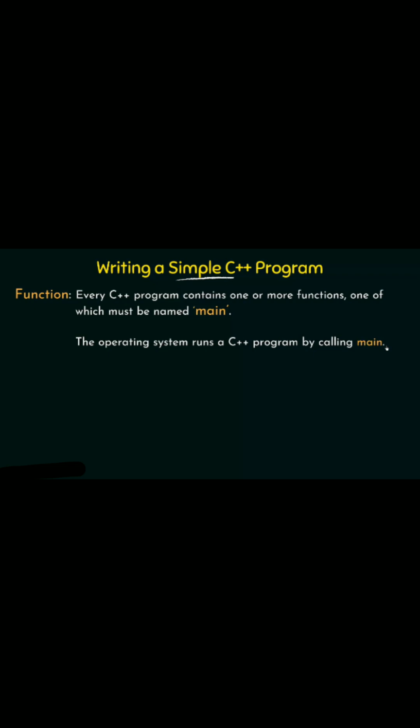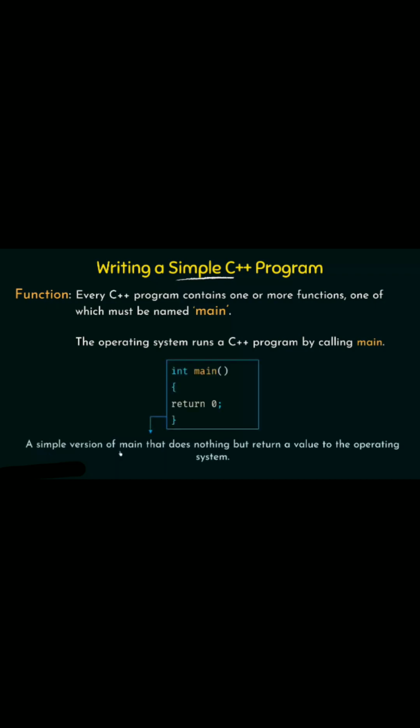Okay, so keeping that in mind, let us see the structure of a main function, how it looks and what are the things it contains. So here we see a simple version of main that does nothing but return a value to the operating system. Now what does this mean? Let's see. Here in this block, it is written int main and there are two brackets, and then within curly braces it is written return 0. This is nothing but the main function that we are talking about. Within this main function, this is the body of the function, and it is doing nothing but just returning a value to the operating system.